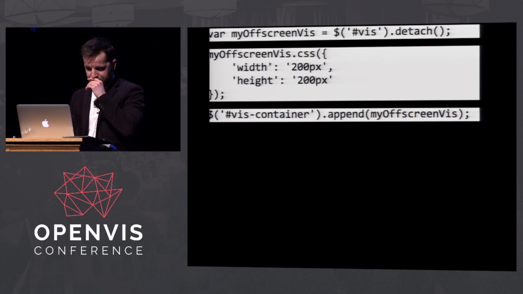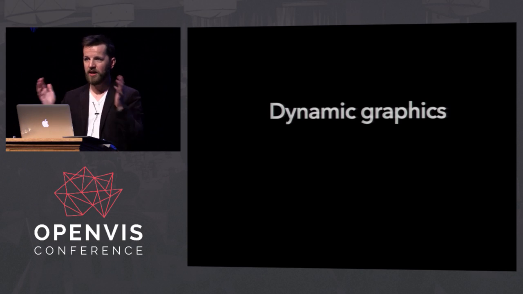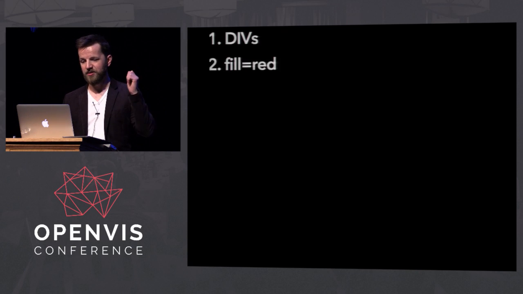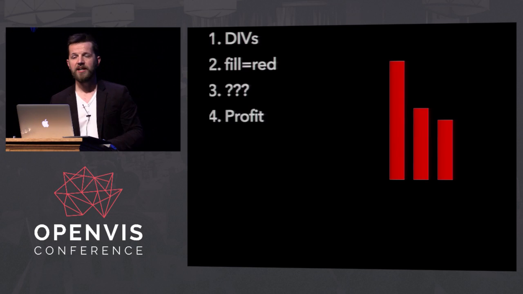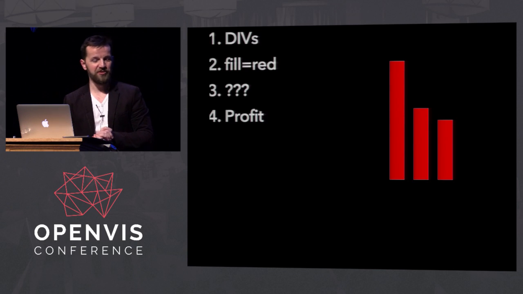Okay, so the DOM, really interesting topic, but let's talk about dynamic graphics. Initially I wanted to say that there were three main ways to create graphics, but there's actually a fourth way as well, a super hidden way. You use divs and you fill them red and you place them on the screen, bam, bar chart. That kind of restricts the expressiveness of your visualizations. You can only draw rectangles. So let's skip that here and go to more interesting technologies.